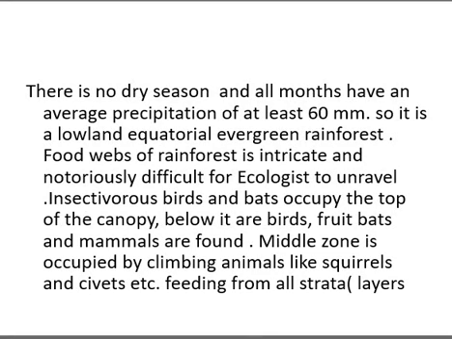So in the tropical rainforest there is no dry season, and all months have an average precipitation of at least 60 millimeter. So it is a lowland equatorial evergreen rainforest. The food webs of the rainforest are intricate and notoriously difficult for ecologists to unravel. Insectivorous birds and bats occupy the top of the canopy of the forest. Below these canopies, birds, fruit bats, and mammals are found. And then the middle zone is occupied by climbing animals like squirrels and civets, etc., feeding from all strata or layers of the forest.